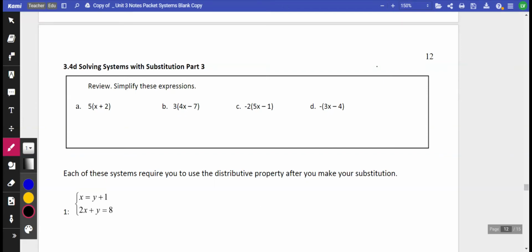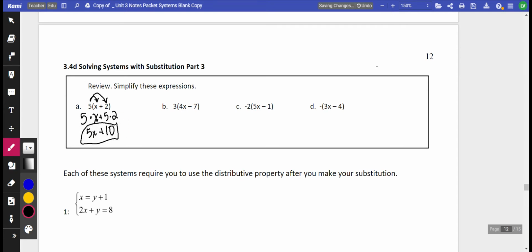Today we're going to be talking about solving systems with substitution part 3. So we're going to review these 4 problems with simplifying each of the expressions. We have 5 times the quantity x plus 2. When it's written like this, that indicates that we are taking 5 times x and 5 times 2. You can write it like this and simplify it to 5x plus 10.